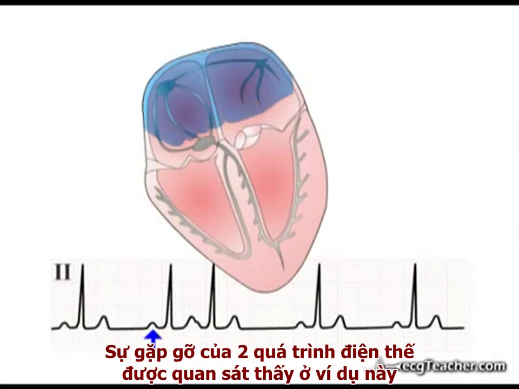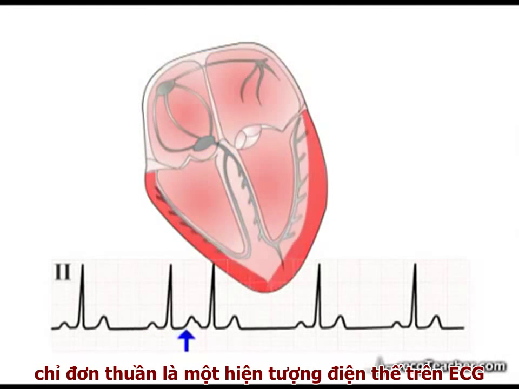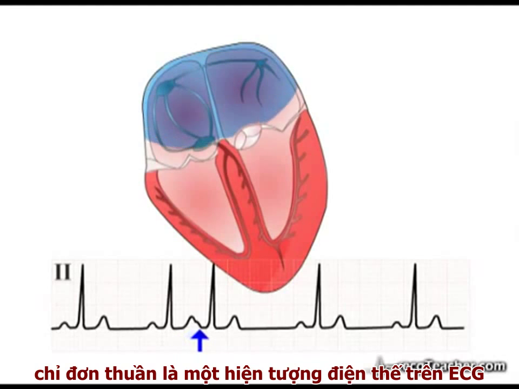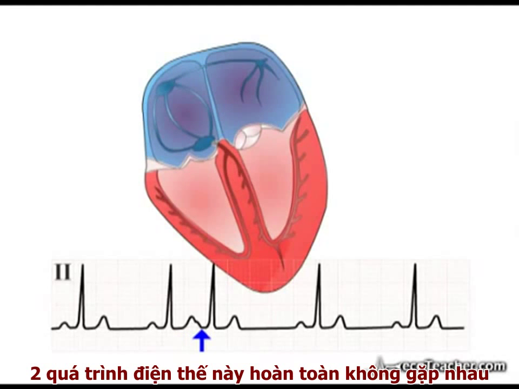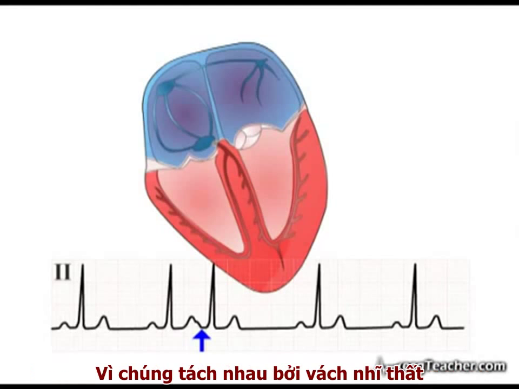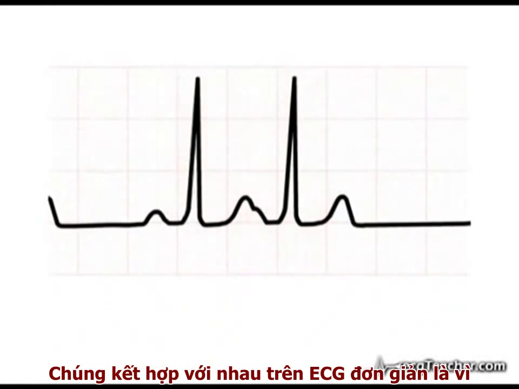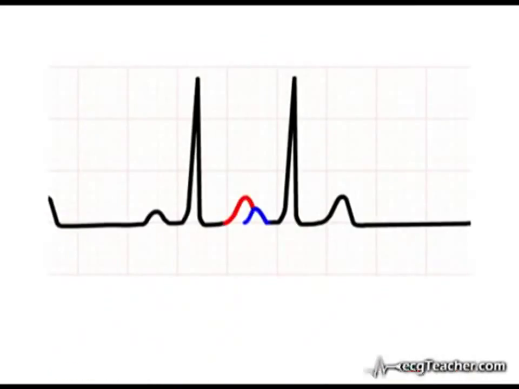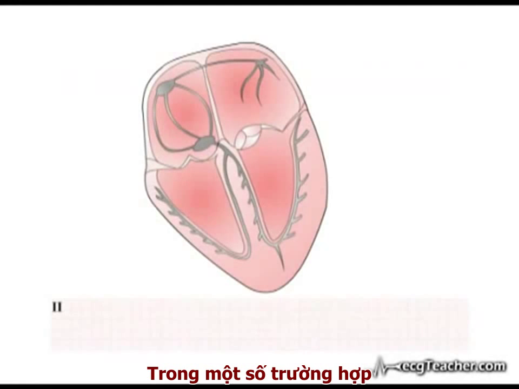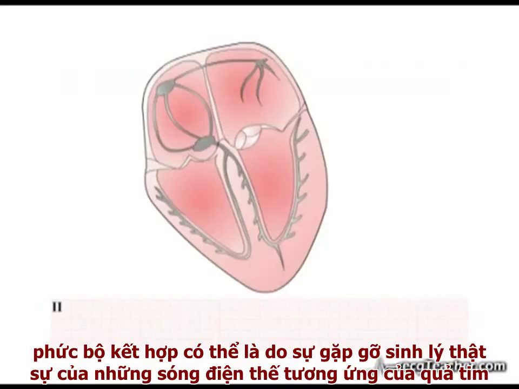Note that the fusion of the waves observed in the example used here is purely an electrocardiographic phenomenon. In the heart itself, the waves do not meet, as they are separated by the atrioventricular septum. They fuse on the ECG readout simply because they occur at the same time. In some cases, a fusion complex may result from an actual physical fusion of the relevant electrical waves in the heart.